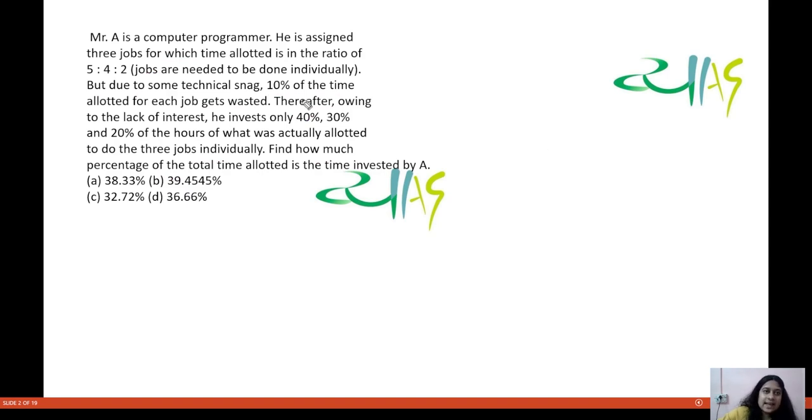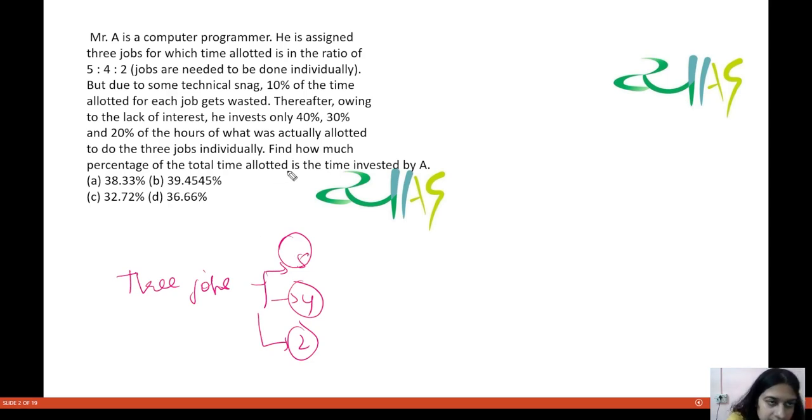So what it is saying is that he has been given three jobs and the allotted times are in the ratio 5, 4, 2. Due to some technical snag, 10% of the time allotted for each job gets wasted. Thereafter, owing to lack of interest, he invests only 40%, 30% and 20% of the hours that were actually allotted to do the three jobs individually. Find how much percentage of the total time allotted is the time invested by A.